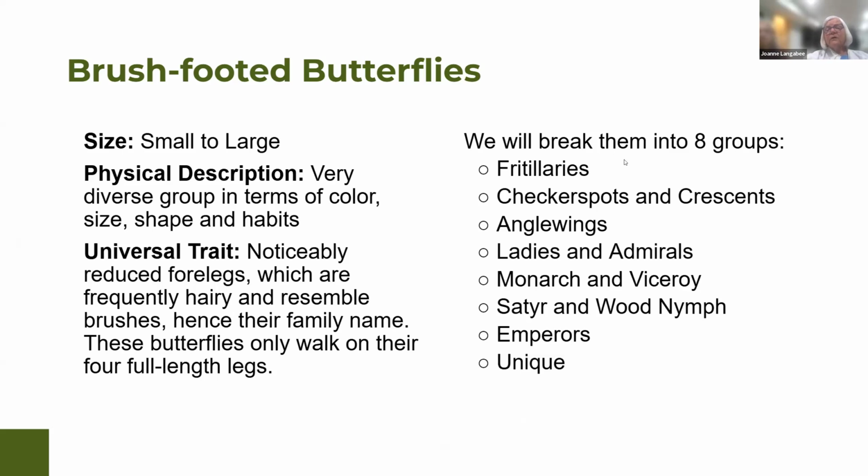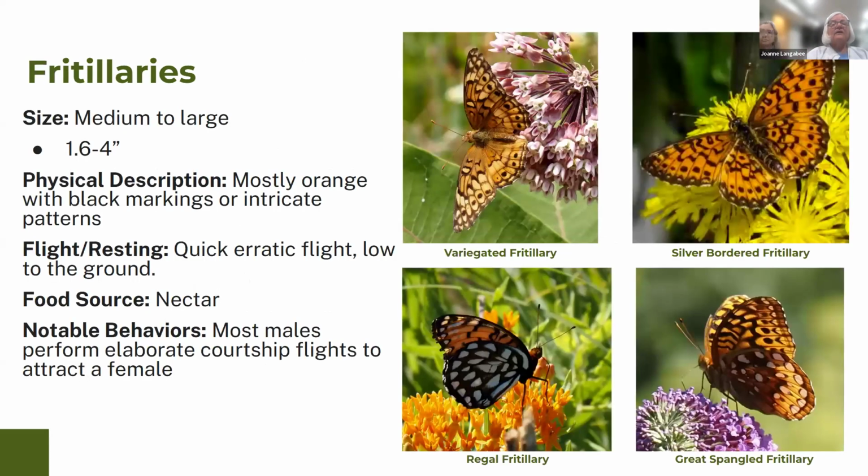They're divided into, we're going to look at 8 different groups: fritillaries, checker spots and crescents, angle wings, ladies and admirals, monarchs and viceroys, satyrs and wood nymph, emperors and unique. So each group has its own characteristics, so it really isn't that hard, even though it's like, oh, there's 8 groups, and they become fairly easy just because of their shapes and their coloration.